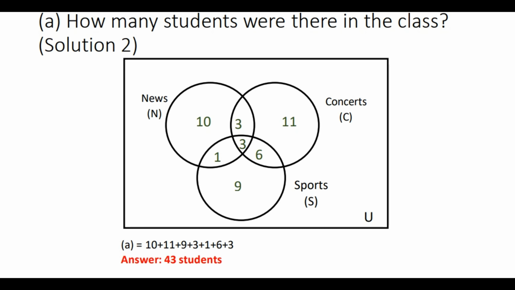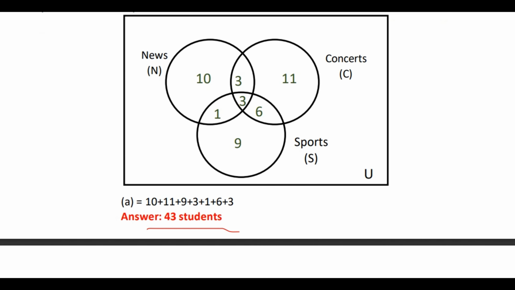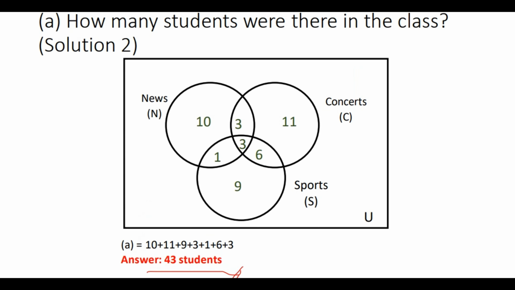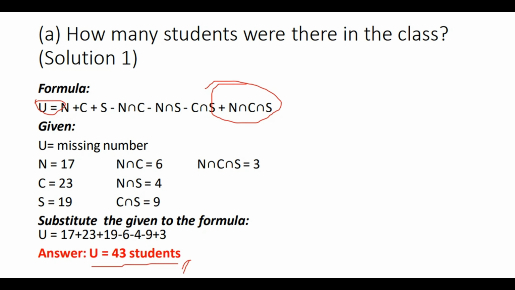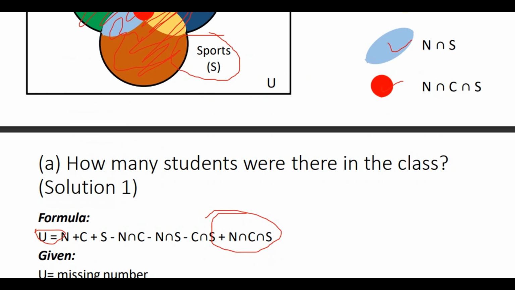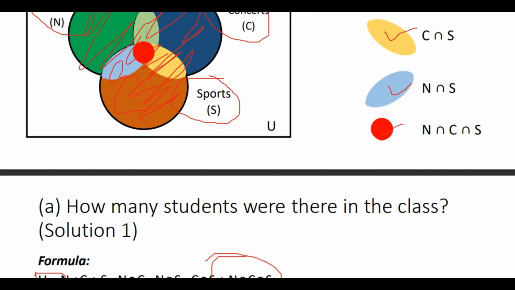So if we add this, 10 plus 11 plus 9, 3 plus 1 plus 6, and plus 3, giving us also 43 students. So see the difference from our solution 1 to solution 2. Solution 1 is derived from the graphical illustration. So it's up to you. If you have ample time to solve the problem, you can use this typical solution for a Venn diagram, or you can use this one. If you forgot, you can use the graphical one so that you can easily recall the formula.